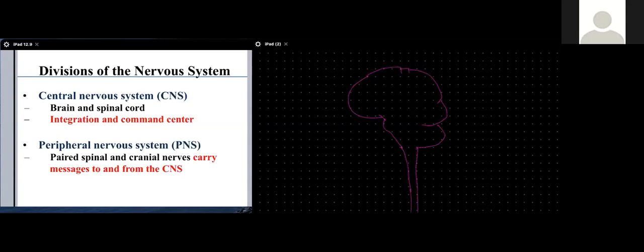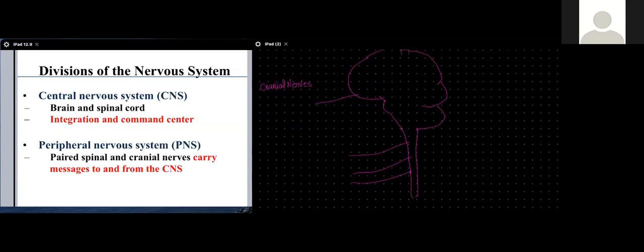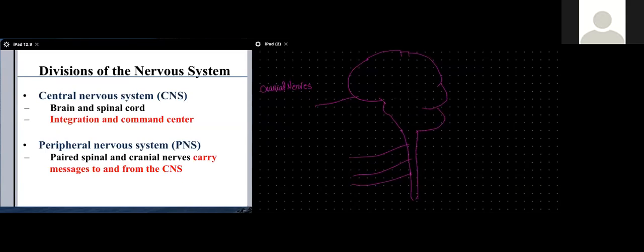And the peripheral nervous system is going to be formed by the nerves going in and out of the central nervous system, either from the brain. So we call the nerves on here my cranial nerves, or they are conducting signals in and out from my spinal cord. So we're going to call those my spinal nerves.